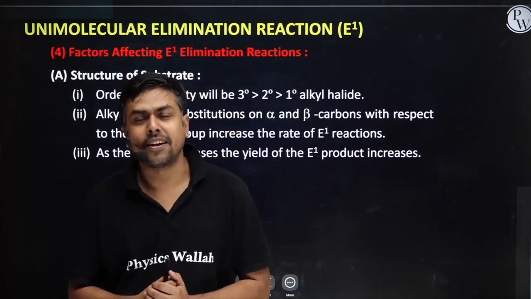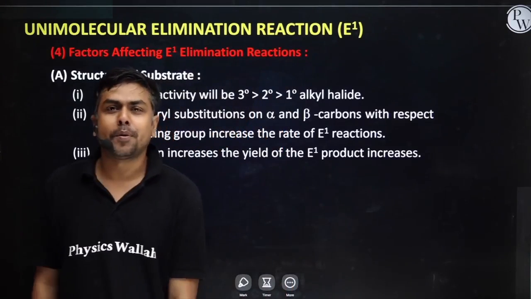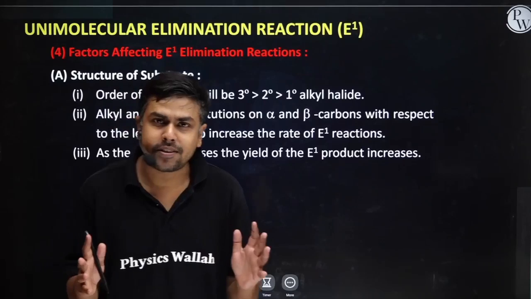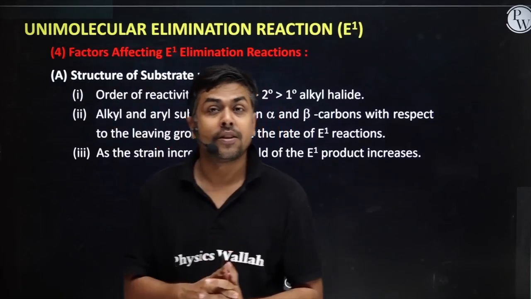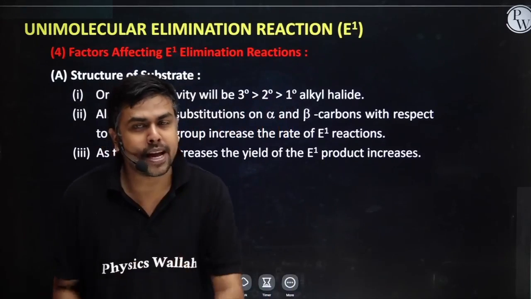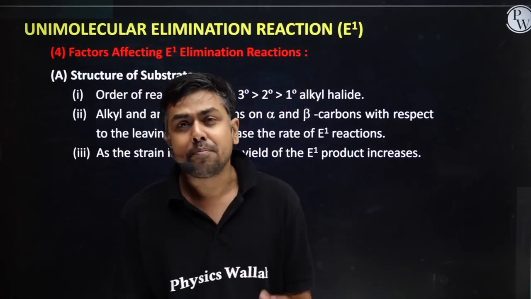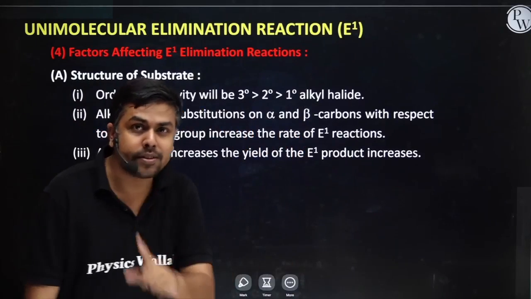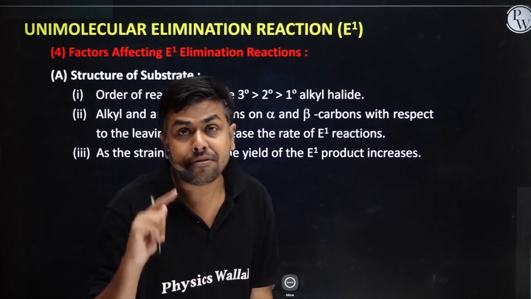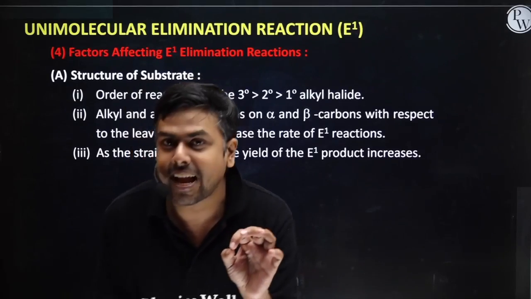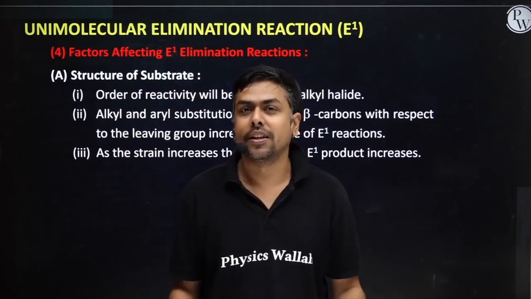Student, let's discuss the factors affecting the rate of E1 reaction. If I talk about the substrate, first of all, the first step in the E1 reaction is the ionization, and this ionization gives us a carbocation. More is the stability of carbocation, faster will be the rate of E1 reaction. Can I say a more substituted alkyl halide will give us a more stable carbocation? So can I say E1 reaction will occur at a faster rate in case of 3 degree alkyl halide, or in case of a resonance stabilized alkyl halide as compared to other alkyl halides?